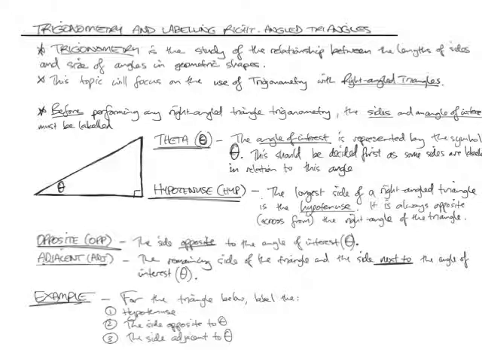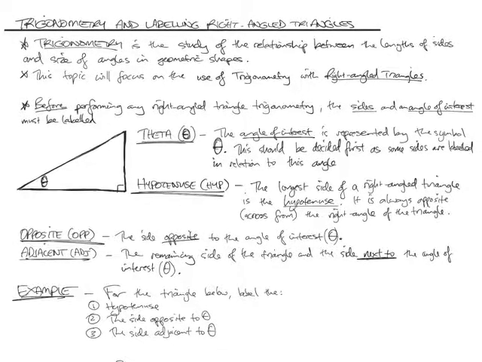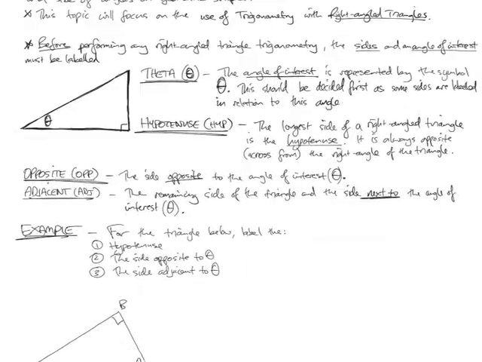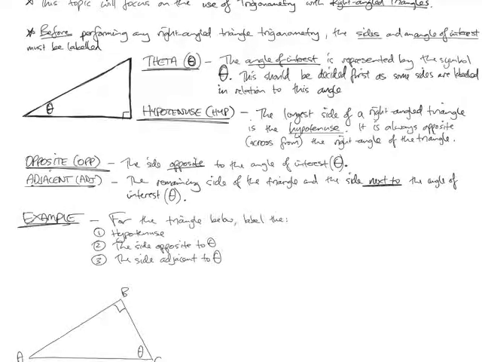However, this topic in years 9 and 10 is going to focus on using trigonometry only in right-angled triangles. So, before performing any right-angled triangle trigonometry, you need to label the sides and an angle of interest in those triangles. To show you how that's done, here's a right-angled triangle.